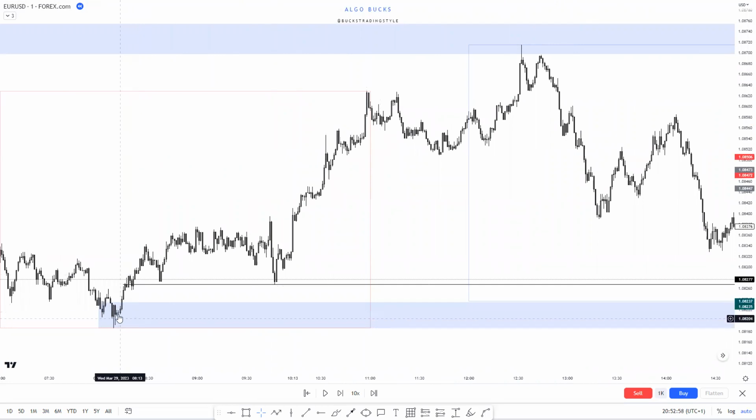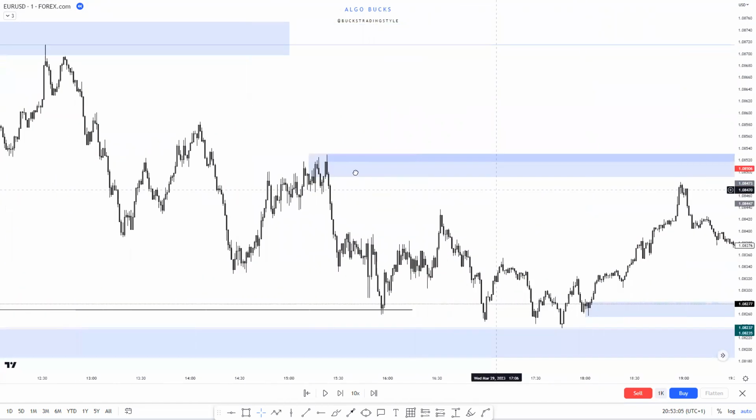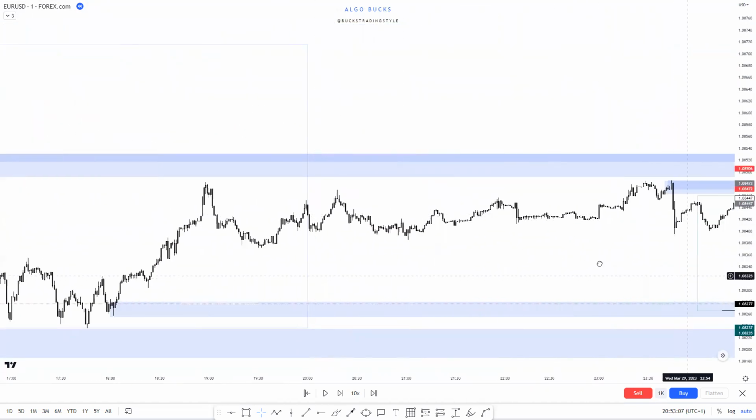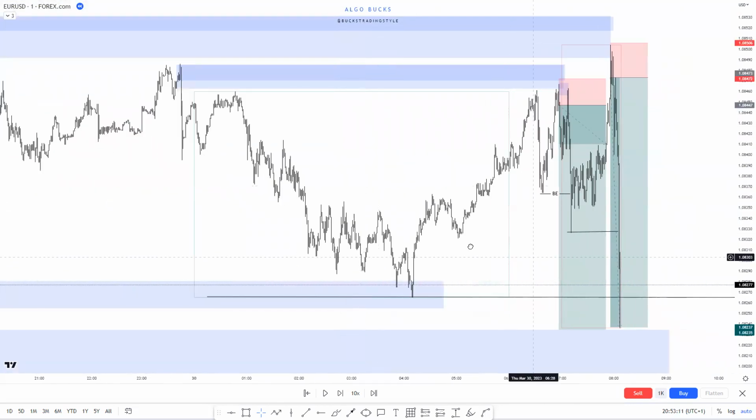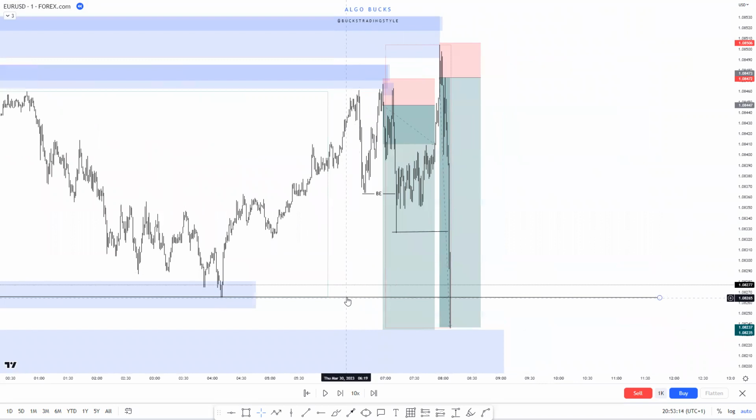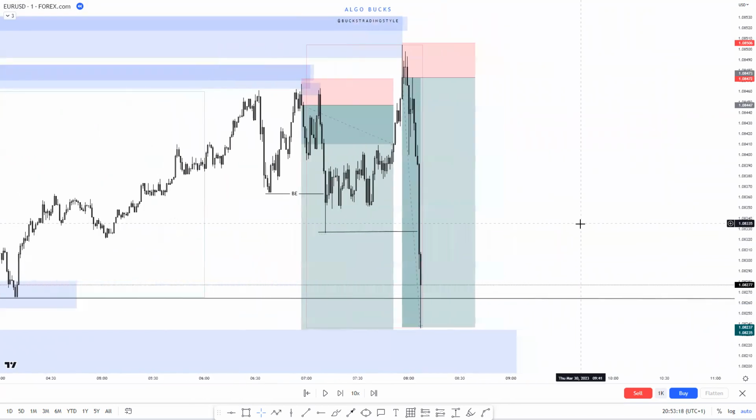So on the 1 minute, there was no unmitigated wick on the 1 minute. This unmitigated wick right here still stands, okay? And as price took out the Asian low, let's see if we get an entry. Okay, this was the Asian low right here, okay? Immediately price took out the Asian low on the M1.